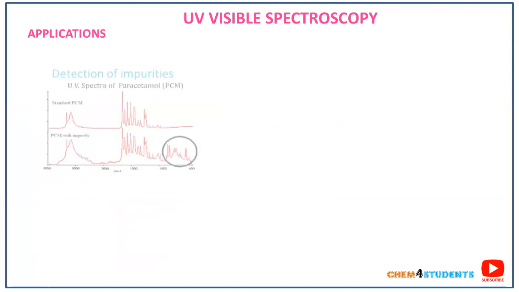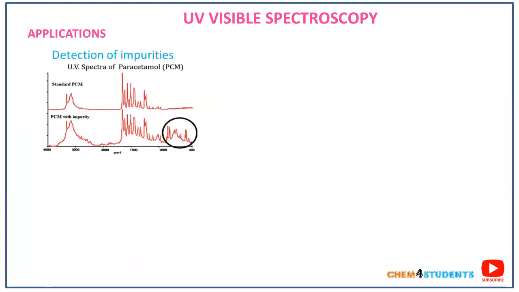And the last part is called applications. Here we have 6 important applications that we can see in UV visible spectroscopy. The first one is called detection of impurities. Impurities will be detected by UV visible spectroscopy. Here we have taken paracetamol.